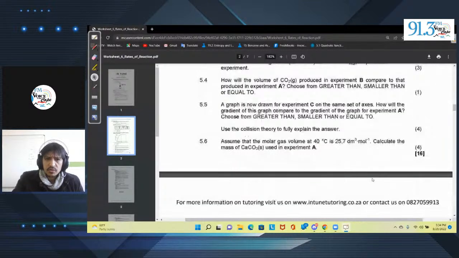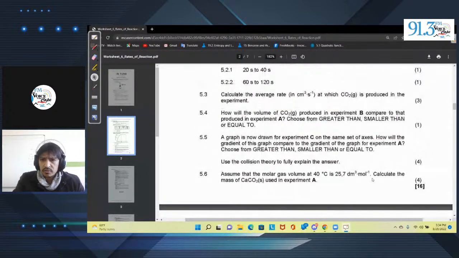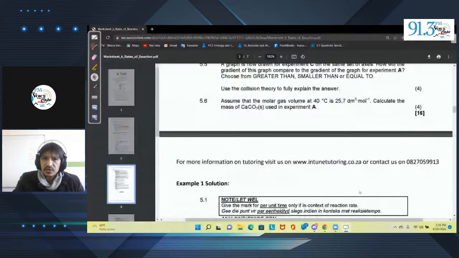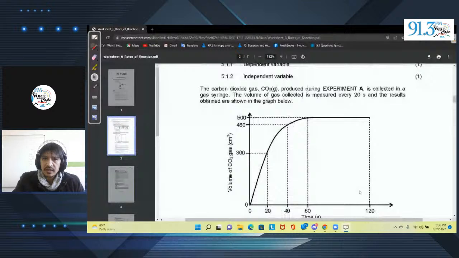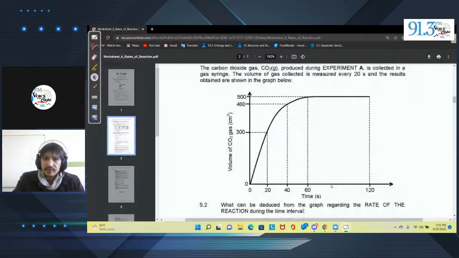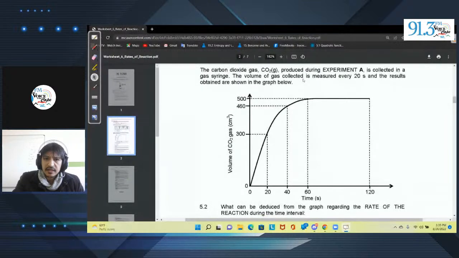5.6. Assume that the molar gas volume at 40 degrees Celsius is 25,7 decimeters cubed per mole. Calculate the mass of calcium carbonate used in experiment A. Okay, so what information do we have about experiment A? We know that it's granules, right? Here's the information for experiment A.